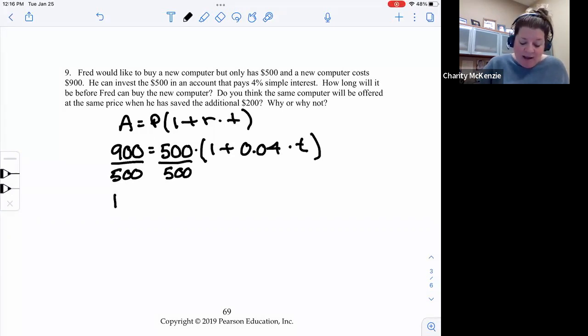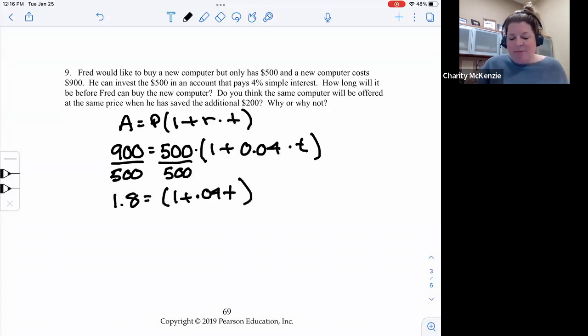So I have 1.8 equals 1 plus 0.04 times t. I don't really need the parentheses. I don't know why I wrote those there, but this is kind of a cursive t, so it doesn't look like a plus. That looks better. We don't really need these parentheses, so maybe I'll erase it. Oh, it erased my 500 up there. Oh well. There we go. All right, so we have to solve for this t.